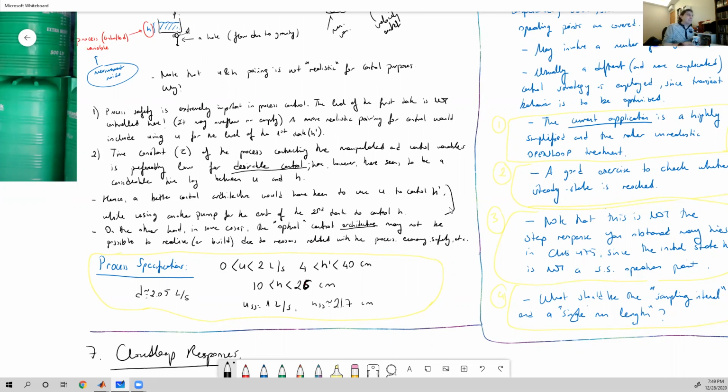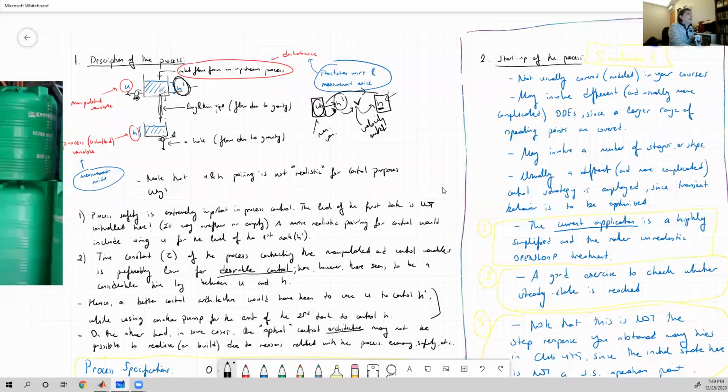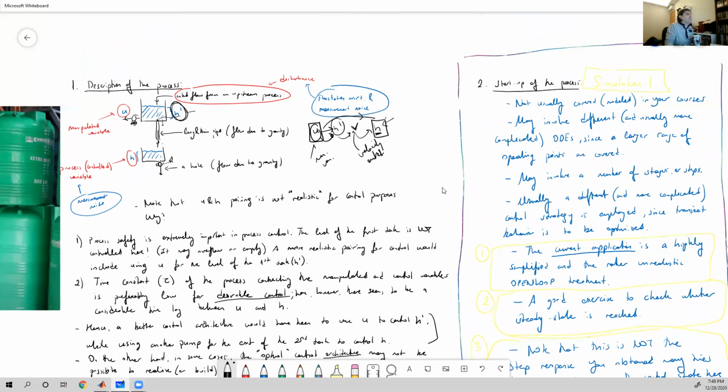So there may be other problems. For instance, one may say, why not use this as the manipulated variable for the first tank, as the feed? That's a very good idea in terms of the differential equation. There's probably a very close to first order relation between those two variables, the manipulated variable and the process variable.